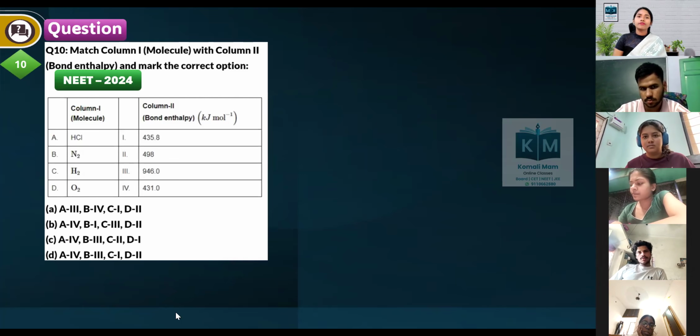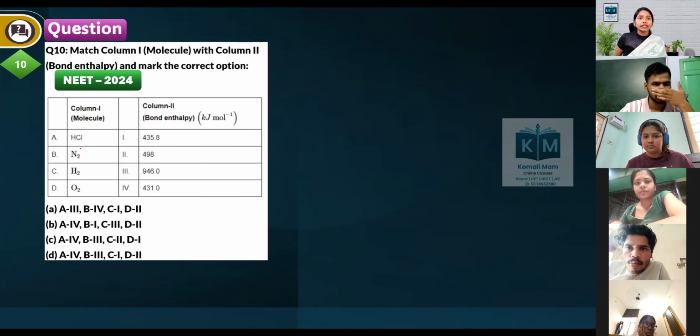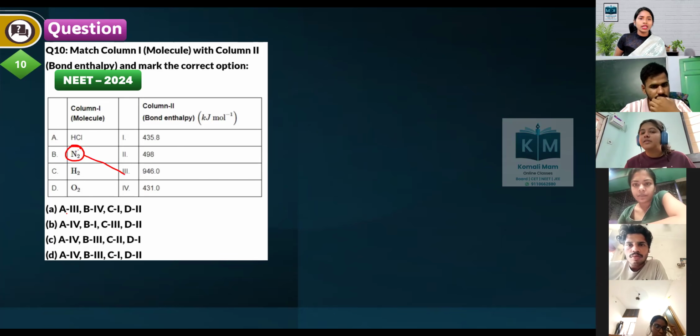Match column 1 and column 2. Column 1 is molecule, column 2 is bond enthalpy. N2, let us see N2, H2, O2. N2 is triple bonded, so it will have the highest bond enthalpy among all. So the first one is 3.